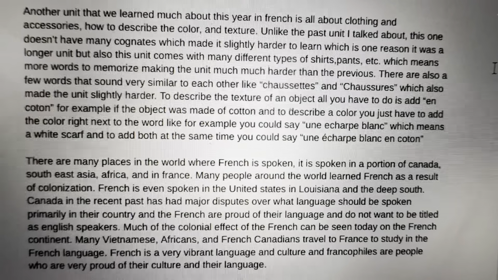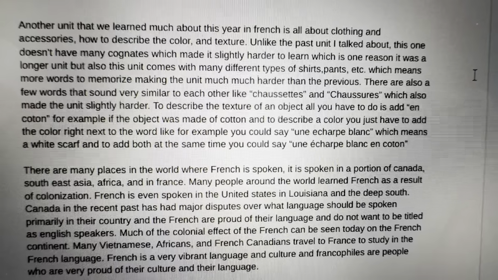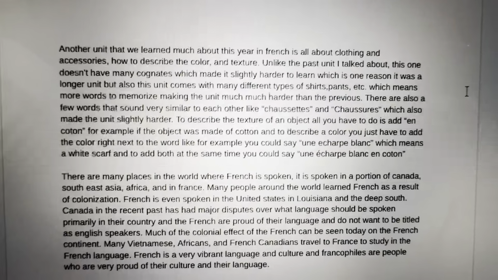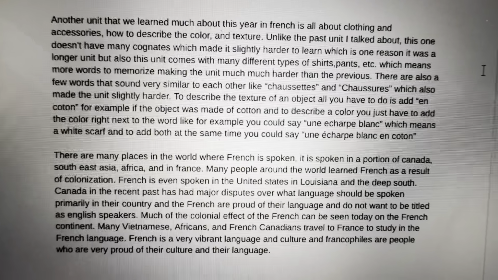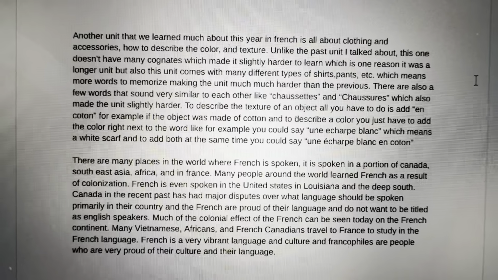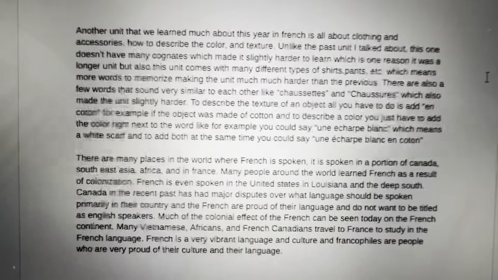And to describe a color, you will just have to add the color right next to the word. For example, you could say une écharpe blanche, which means a white scarf. And to add both at the same time, you could say une écharpe blanche en coton.